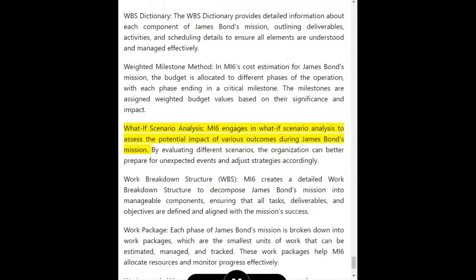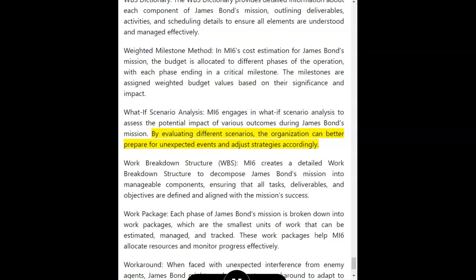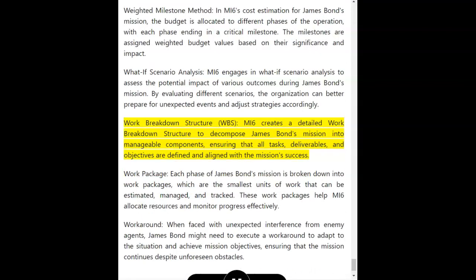What-if scenario analysis. MI6 engages in what-if scenario analysis to assess the potential impact of various outcomes during James Bond's mission. By evaluating different scenarios, the organization can better prepare for unexpected events and adjust strategies accordingly. Work breakdown structure, WBS. MI6 creates a detailed work breakdown structure to decompose James Bond's mission into manageable components, ensuring that all tasks, deliverables, and objectives are defined and aligned with the mission's success.